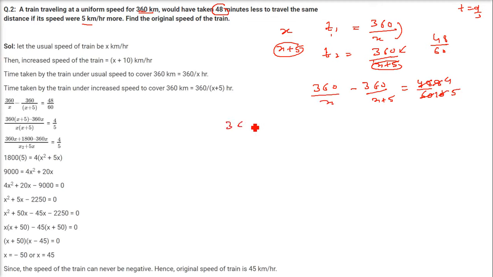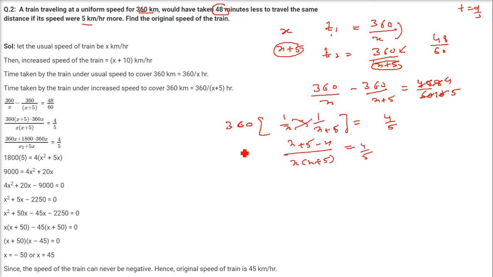So what do you get? 360, let us take common. 1 by x minus 1 by x plus 5 is equal to 4 by 5. This goes here, x plus 5. This goes here, minus x. Then we have x plus 5. X gets cancelled. Let us bring 5 here and 4 in the denominator. So it will be 360 into 5 by 4. And this is x square plus 5x. I am taking it here, x square plus 5x.